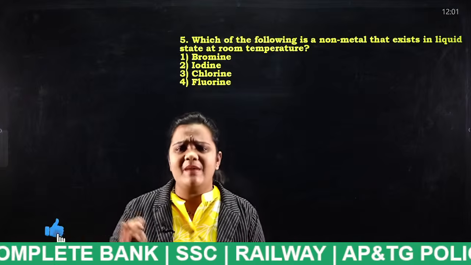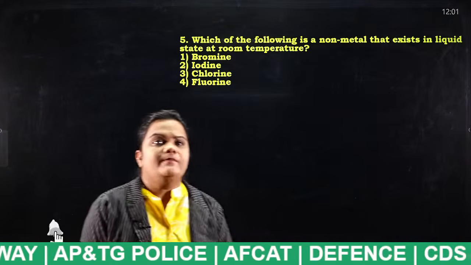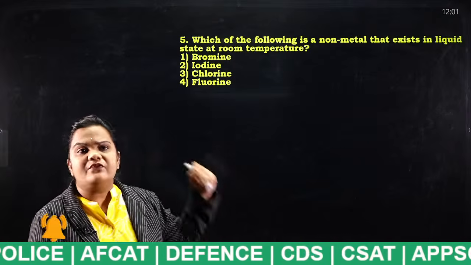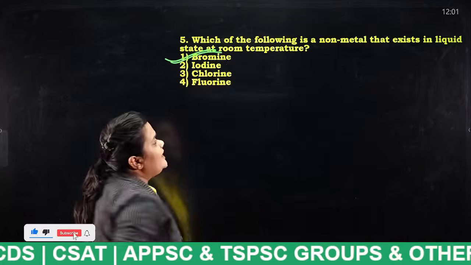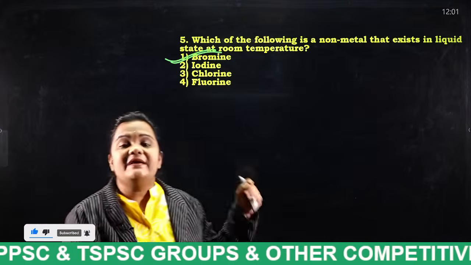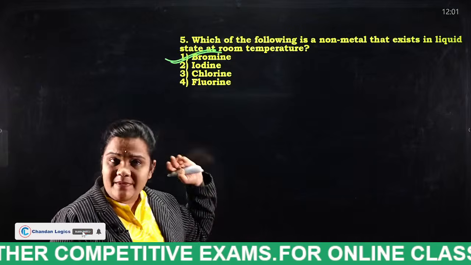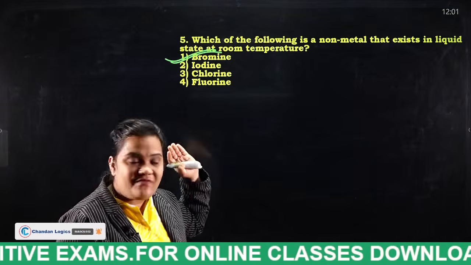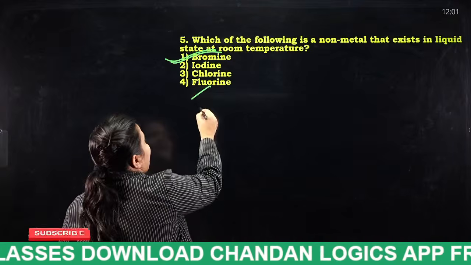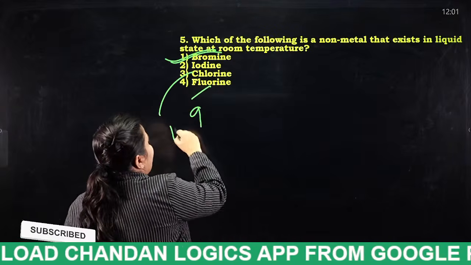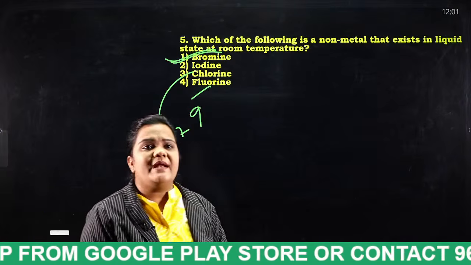What is the minimum room temperature actually? 25 degrees centigrade. Very good. And tell me the atomic number of bromine. What is the atomic number of iodine? And chlorine, fluorine. Fluorine is 9, chlorine is 17. So tell me, what is the atomic number of bromine and iodine?